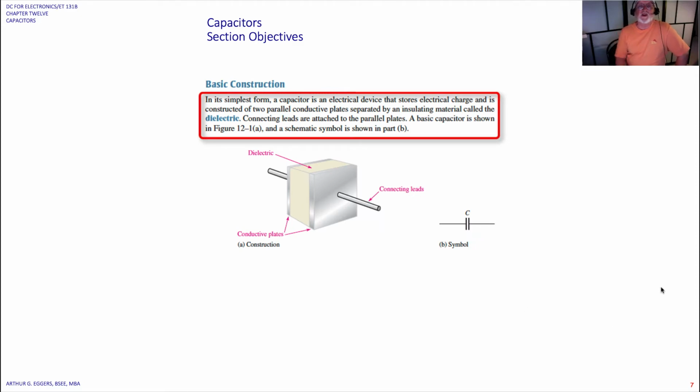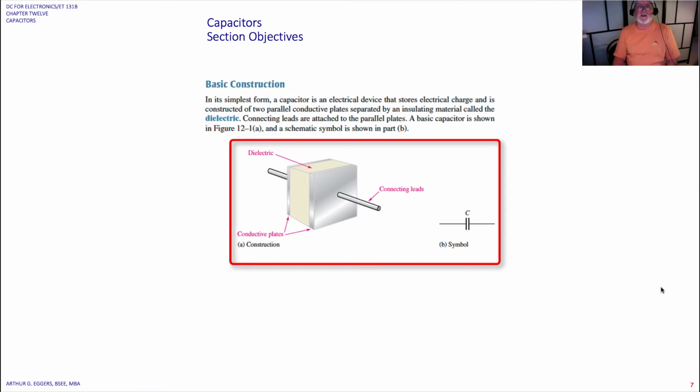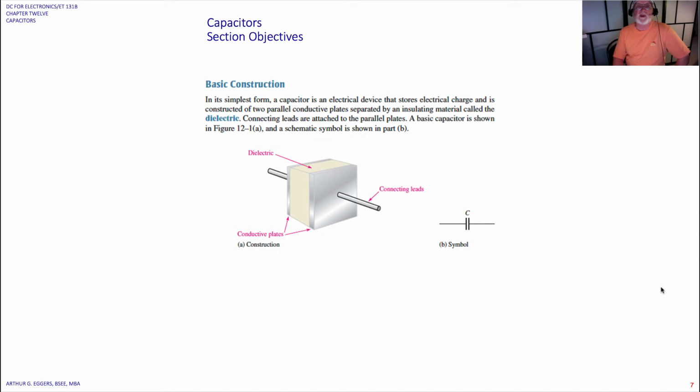The basic construction then of a capacitor, if we look at it in truly its most fundamental makeup, we've got two plates, two leads, and something called a dielectric stuffed in between those two plates. So a capacitor is an electrical device that stores electrical charge and is constructed of two parallel conductive plates separated by an insulating material called the dielectric. Connecting leads are attached to the plates. A basic capacitor is shown in the diagram.